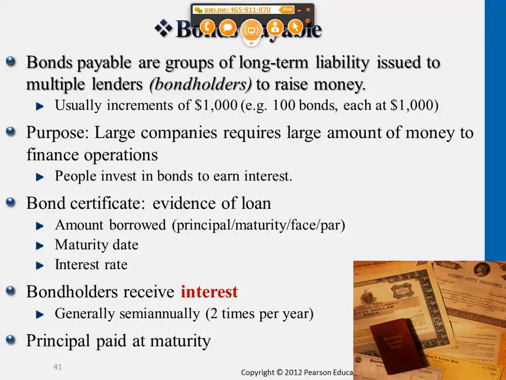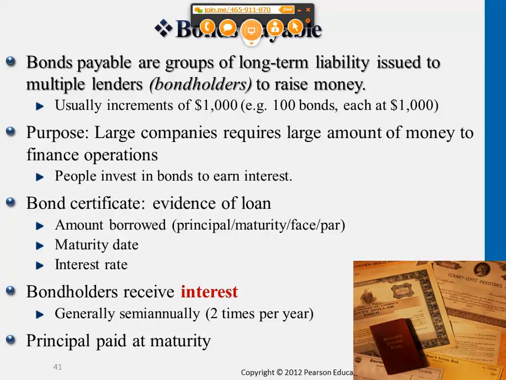Okay, so basically the purpose, again, is for large companies to acquire a large amount of money from the public to finance operations, to borrow money from the public. They issue a bond certificate. This is a source document, evidence of this loan. Loan means the debts that you raise from the public, the money that you borrow. So on the bond certificate will state definitely the amount and the maturity date, when the bond is due. So just like short-term notes and long-term notes, it has a due date, and also the interest rate that your company is offering to the creditor.